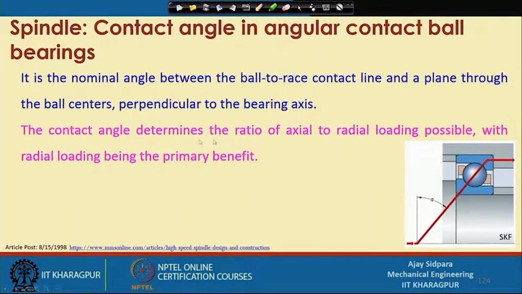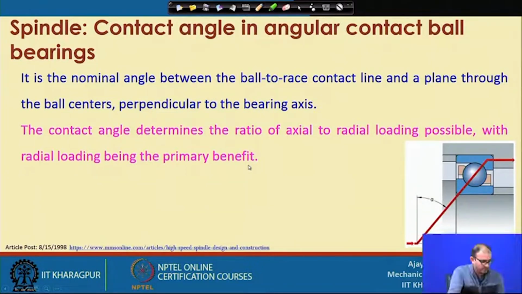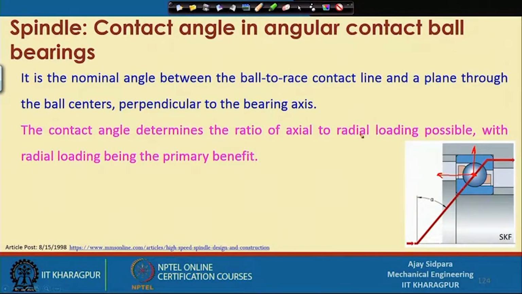Right. So the contact angle determines the ratio of the axial to the radial loading possible, with the radial loading being the primary benefit here. Because here, when you increase the RPM, and we are talking about when it is under operation, you are doing a milling operation or a drilling operation. When you do those things, at that time your ball will experience many things. One is the radial loading and another one is the axial loading. So now you have to decide at which particular angle you can get the benefit of both the axial loading and the radial loading. Based on that you have to select the contact angle, which contact angle is better for a particular application.